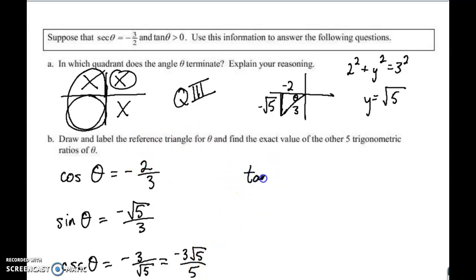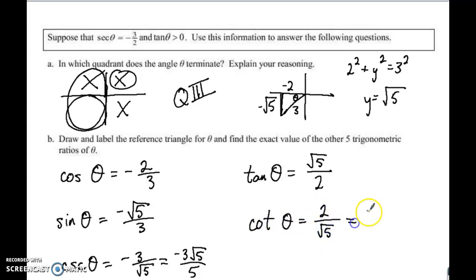And then tangent. Well, negative over negative is positive. Opposite is the root 5. Adjacent is 2. Yeah, so it's satisfying everything that we know so far. And then cotangent would be the reciprocal of that. And again, I would rationalize it out of habit. And it's good practice.